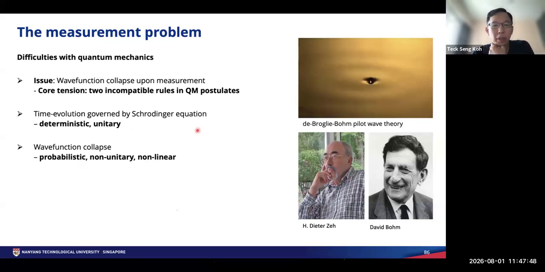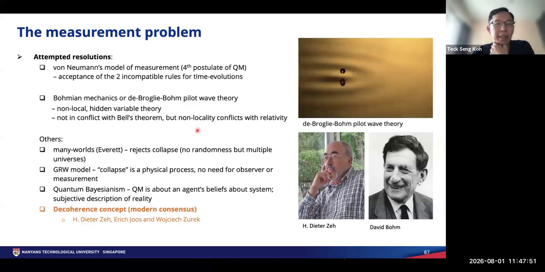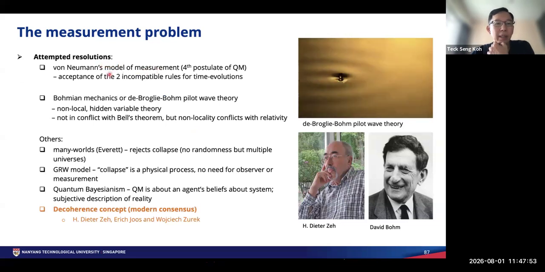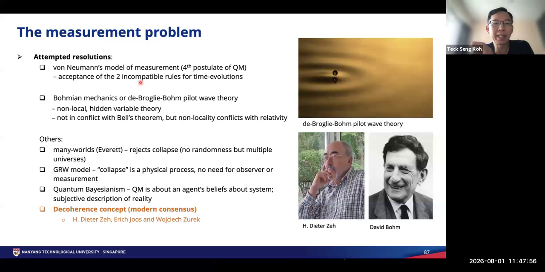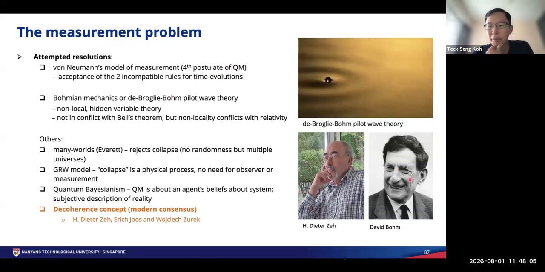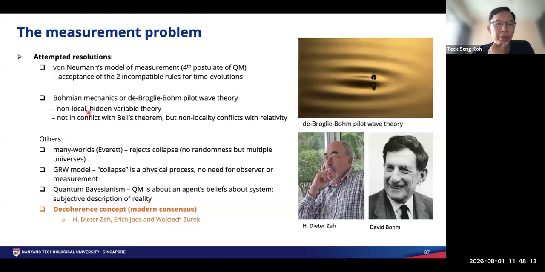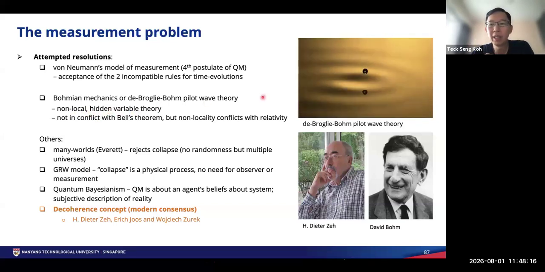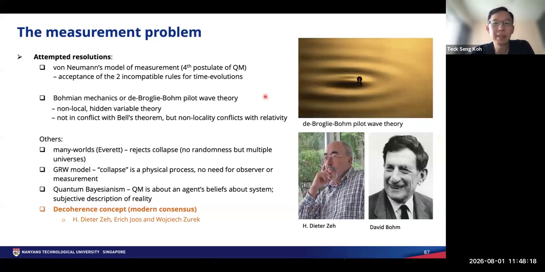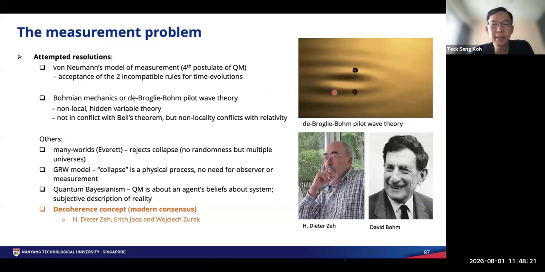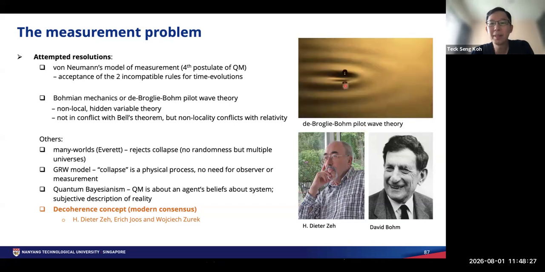So some people try to resolve this. Some attempted resolutions: von Neumann's model of measurement, where you accept that there are two incompatible rules. It becomes a postulate, so no need to question, just accept it. David Bohm was one of those that did not accept it, and he came up with a non-local hidden variable theory. In this theory, there is no randomness. We see randomness in the results of measurement because we did not know about Bohm's pilot wave.